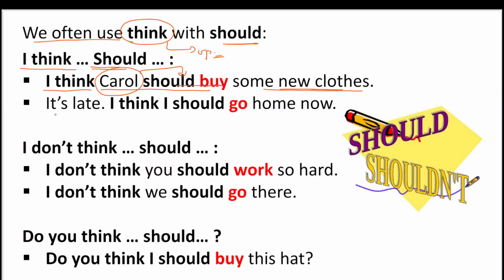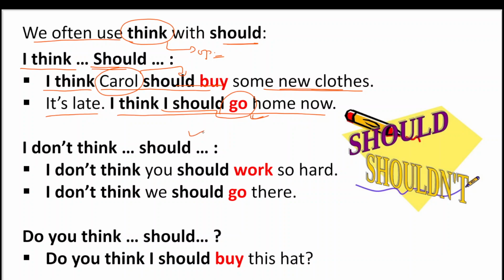Another example of a positive sentence is, it is late. I think I should go home now. This is my opinion that it is late now, and I must go now, or I should go now. So it is my opinion, and everybody has their different opinions.